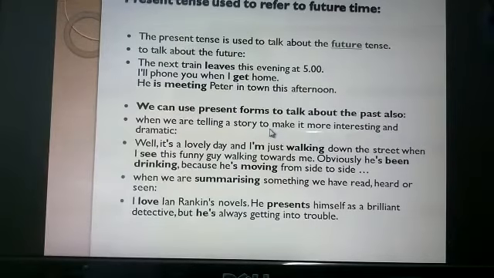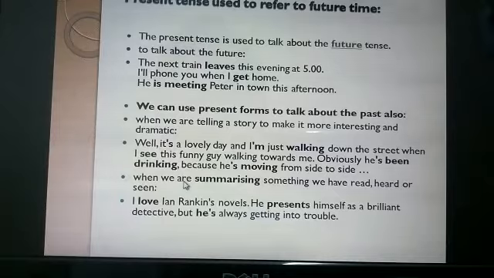When we are telling a story to make it more interesting and dramatic, when we look at these examples, well, it's a lovely day and I'm just walking down the street when I see this funny guy walking down towards me. Obviously he's been drinking because he's moving from side to side. So to make this story more interesting and dramatic, we use present tense to indicate the past. So things that the writer experienced in the past, he is using present tense to tell his past events.